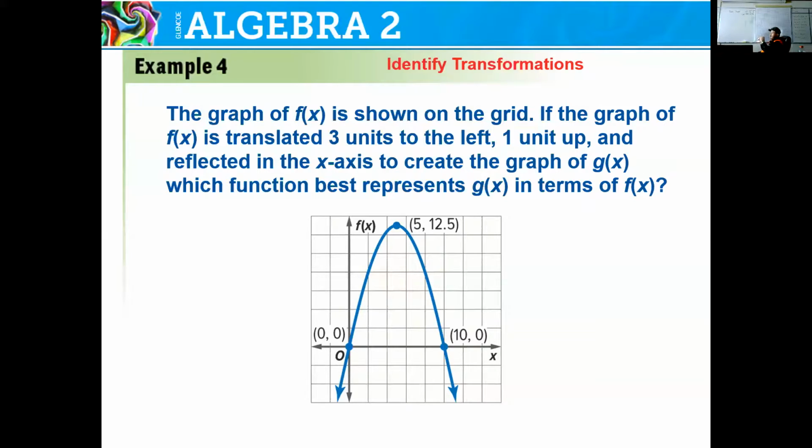Okay, and it looks like it has been stretched vertically. But we have to be careful about what the question is asking us. Okay, we're not comparing this to x squared. You know, we can identify all those characteristics. It says the graph of f of x is shown on the grid. If the graph of f of x is translated 3 units to the left, so I want to go left 3. Okay, it's translated 1 unit up. So we want to go up 1, and reflected in the x-axis to create the graph of g of x, which function best represents g of x in terms of f of x?